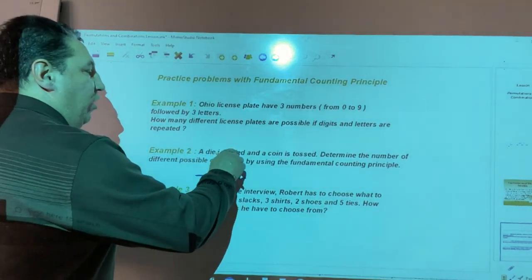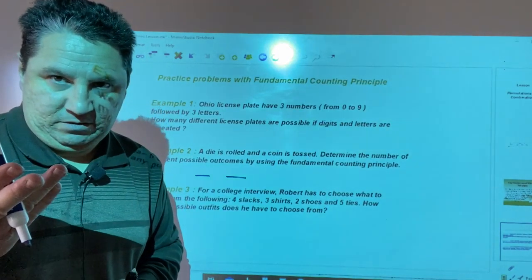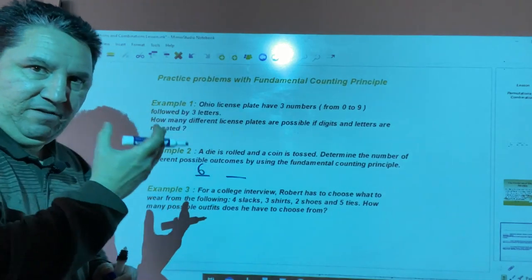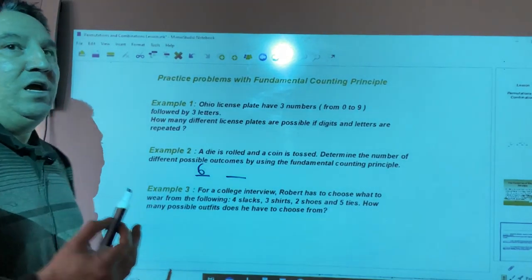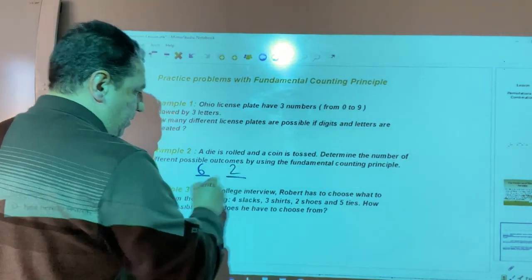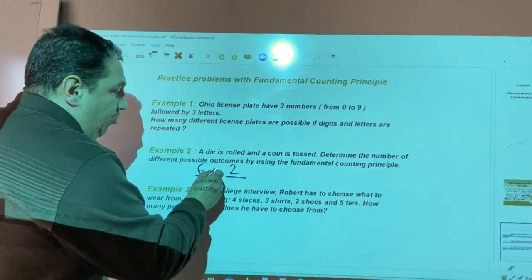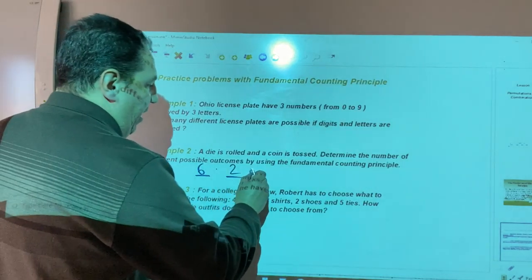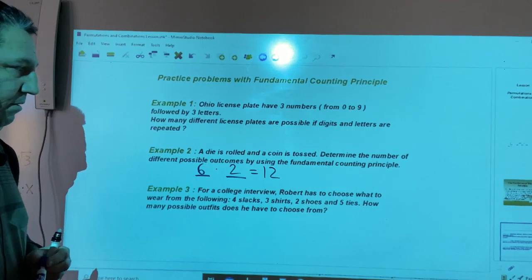Now, when we roll a die, we have six possible ways of rolling a die. Why? Because a die has six faces. When we toss a coin, we have only two possible ways. And according to the fundamental counting principle, all we need to do is to multiply these two numbers, and we're going to have 12 possible outcomes.